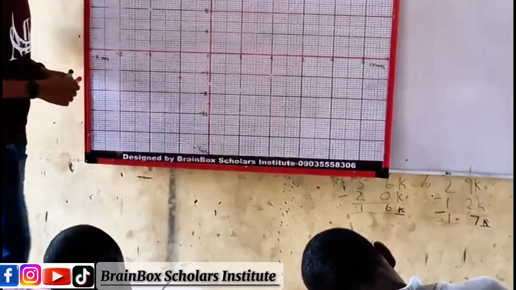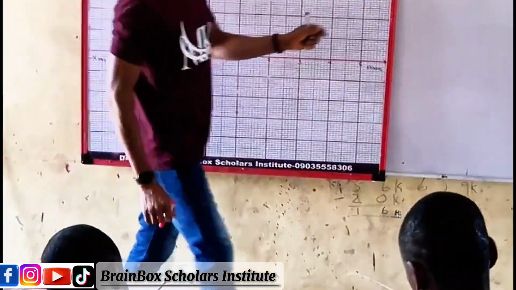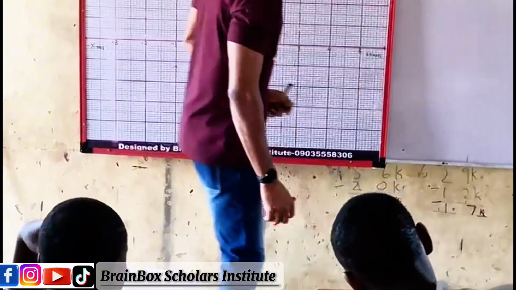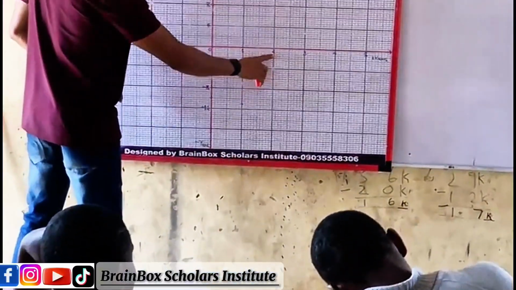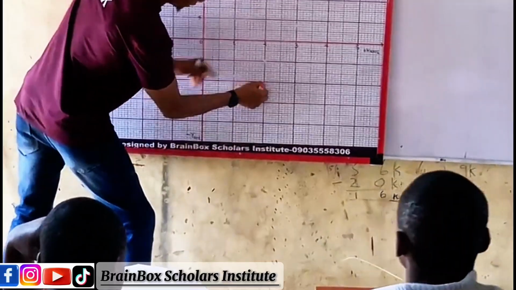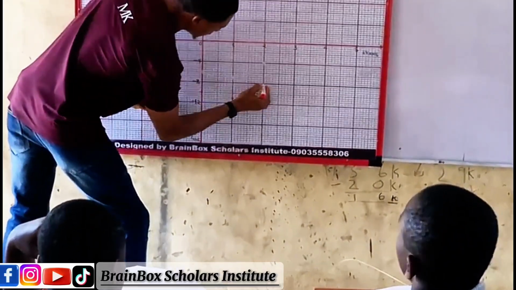Alright, so I have my points there. Then next one is what? Next one is 2 and minus 8. 2 on the x, minus 8 is this one on the y. So they are meeting here. Okay?